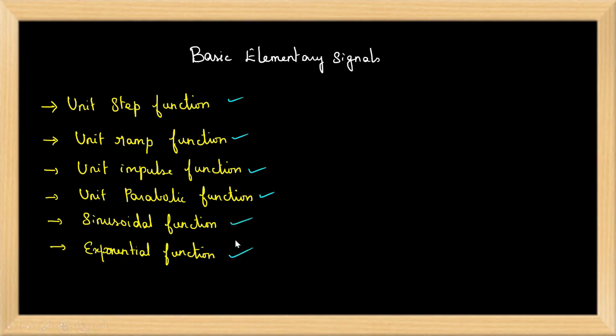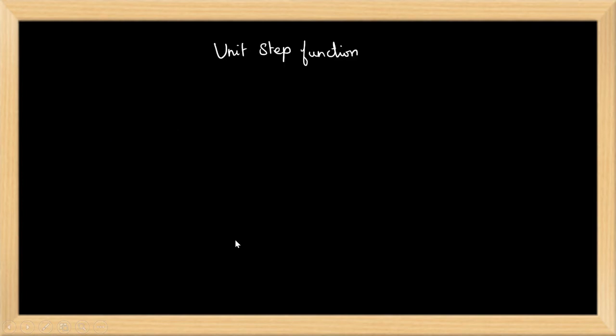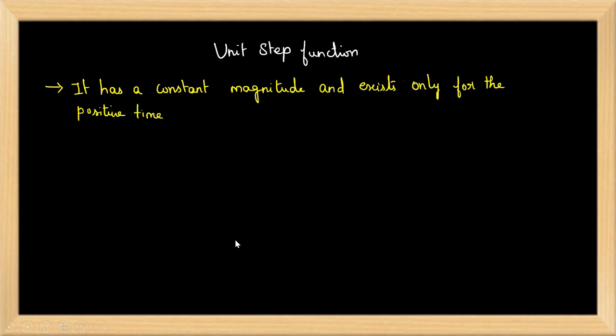Okay. So the first one is the unit step function. The unit step function has a constant magnitude and exists only for a particular time. If it is a unit step function, the magnitude will be 1, or unity. Mathematically, the unit step function is expressed as u(t) = 1 for t greater than or equal to 0, and 0 otherwise.